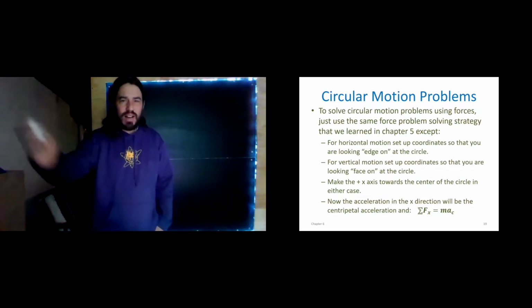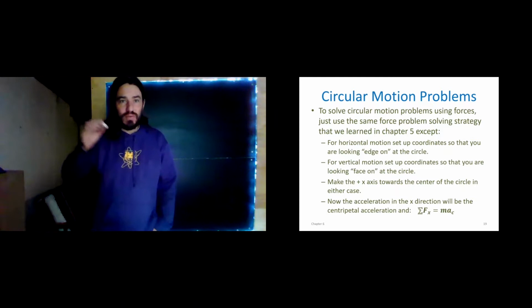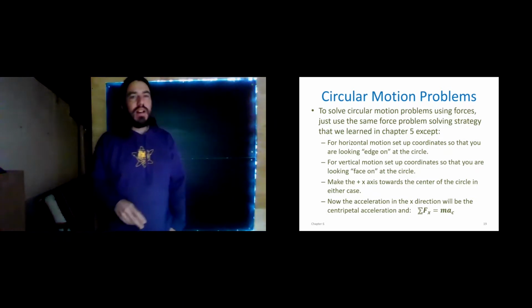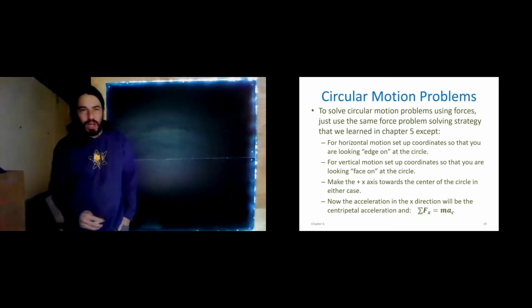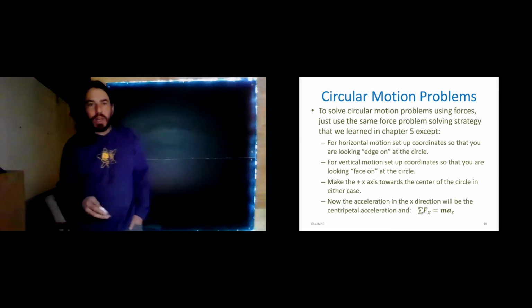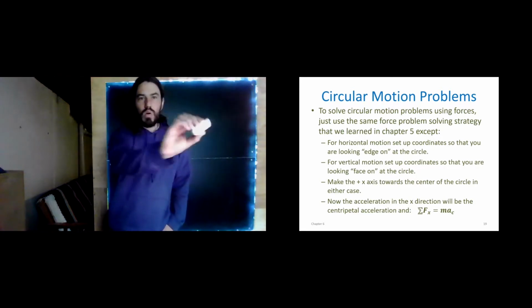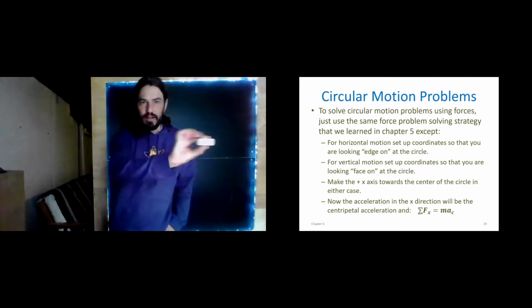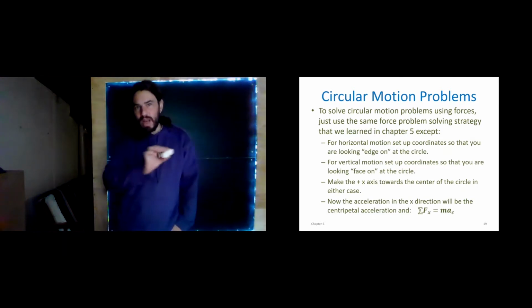Now, you of course could have some motion that was kind of diagonal, neither horizontal nor vertical. I'm not going to ask you about that. There's no reason why you couldn't do a problem like that. It just gets a little more complicated. I just won't ask you about it. So we're going to constrain ourselves to either vertical circles or horizontal circles, okay? And either way, you would want to set up your coordinate system from this perspective.